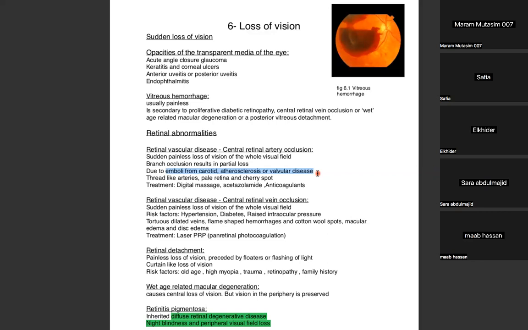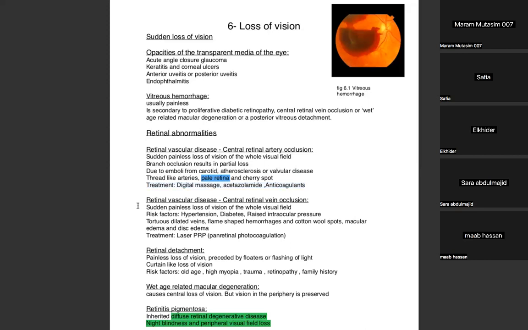Okay? What do we see? We see a pale retina. This is an important new point here: you will see a pale retina, because the blood supply is lost from the retina. We'll see a cherry spot, so there's going to be one specific part that's red, more red than the rest. And there are going to be thread-like arteries. But I want you to focus on the pale retina part because that's how I usually remember it. Treatment: digital massage, acetazolamide, anticoagulants. So you're going to be treating it similarly to any form of occlusion of any other artery.